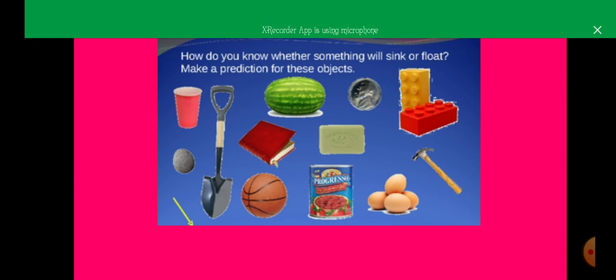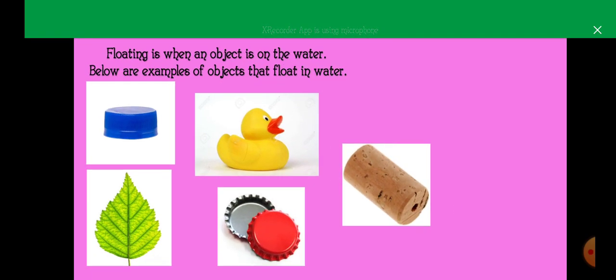Remember when we did the three states of matter, we said in solids, molecules are tightly packed, and in liquids, molecules are loosely packed. So what do we mean by floating? Floating is when an object is on the water. When an object is on the water, we simply mean such an object is what? Floating.